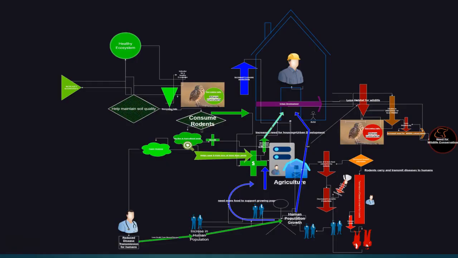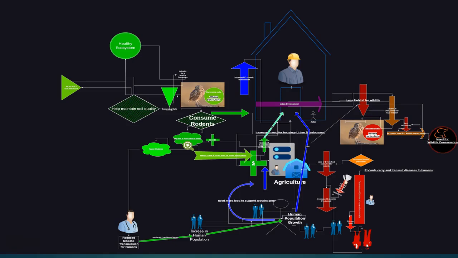So this is my social ecological framework model. It starts down here where you can see the human population growth at the bottom. And as that increases, so does the need for more food. So therefore, agriculture is also increasing with that. With more agriculture, there then is the need for more urban development, which you see up here in the house.